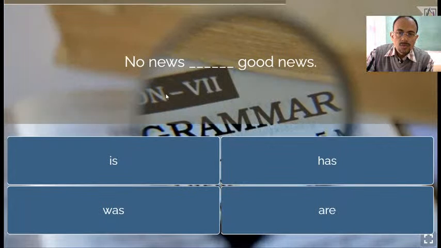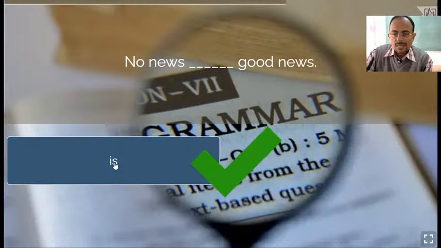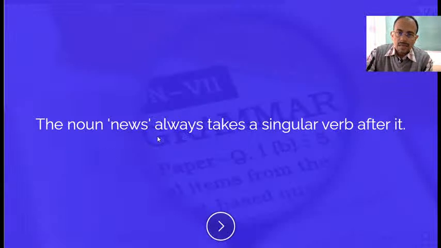Now let's move on to this one. No news is good news. No news is good news, "is", so it should be easier. Understood? Next, the noun news always takes a singular verb after it.